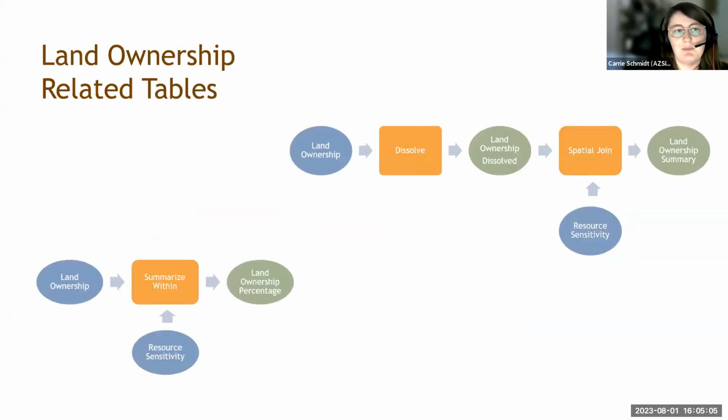To cover land ownership, I have two related tables I generated. The first one uses a spatial join to determine land ownership category per section. This way, a lot of the fields coming in from the original land ownership layer are maintained. I also did a similar process with summarize within in order to determine land ownership percentage per section, so what percentage of the total section area is comprised by those landowners. This was done using some of the ways that you can configure the summarize within tool.